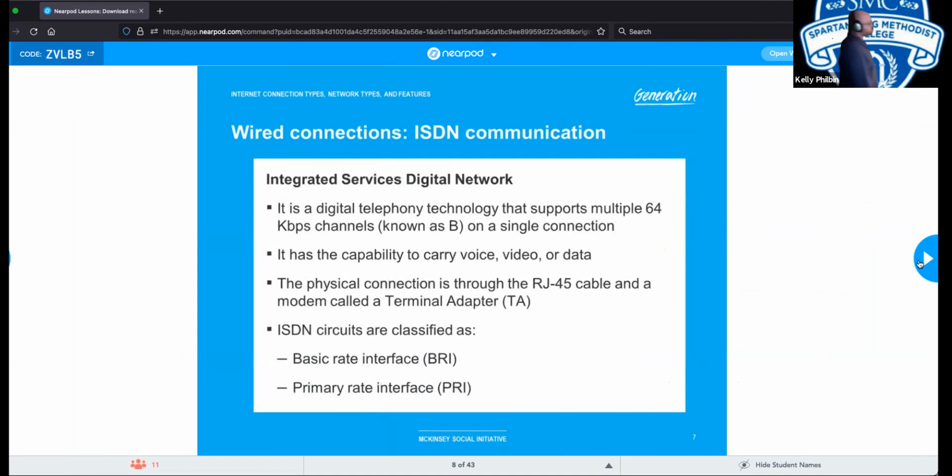Next, let's get into some wire connections here. We have ISDN, or Integrated Services Digital Network. Let's see, Mark, you want to read us this one for a minute, please, sir?